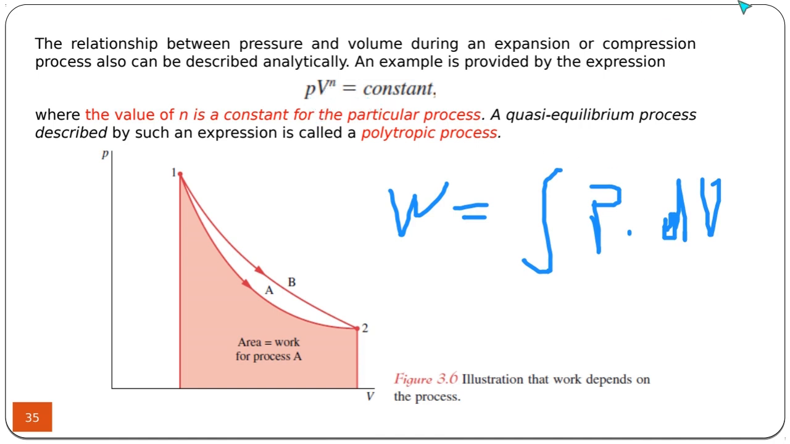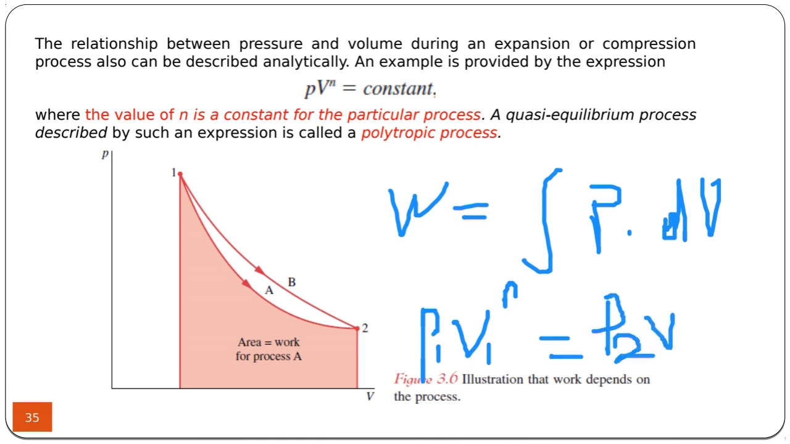So what it means is, since it's constant, we can write it as P1 V1 to the N equal to P2 V2 to the N, and so forth. This is what it means, PV to the N is constant. So P1 V1 to the N is equal to P2 V2 to the N, which is equal to P3 V3 to the N. By using this functional relationship, we can calculate this integral and obtain the work done.